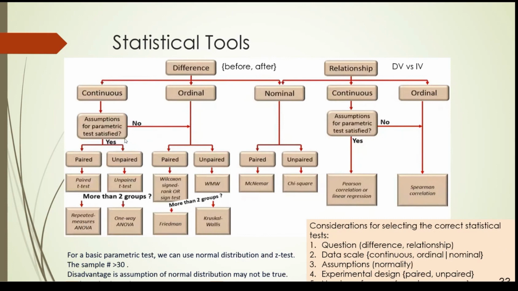All right. And then for ordinal, we can use Wilcoxon, WMW, Friedman, Kruskal-Wallis. For nominal, we can use McNemar or chi-square. And then for relationship, we have additional tests like Pearson correlation or the better known linear regression. If there's a linear relationship, it's called linear regression. I think everybody knows about it. Or we can use Spearman correlation.